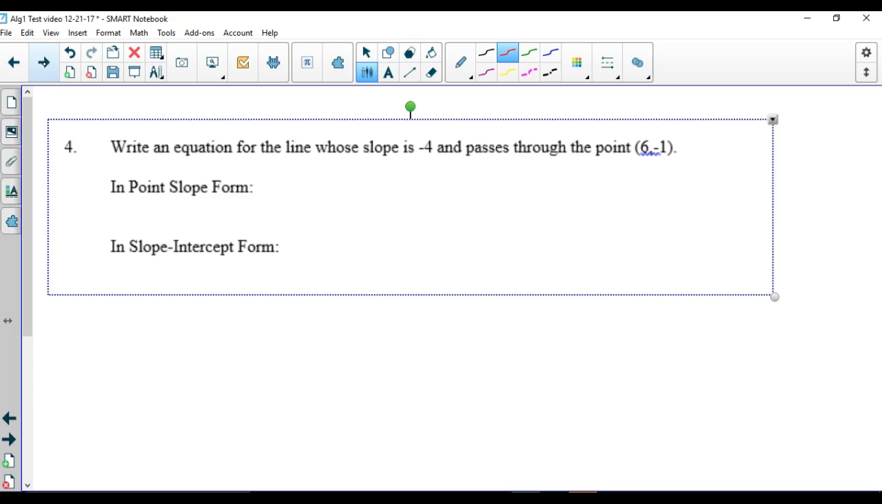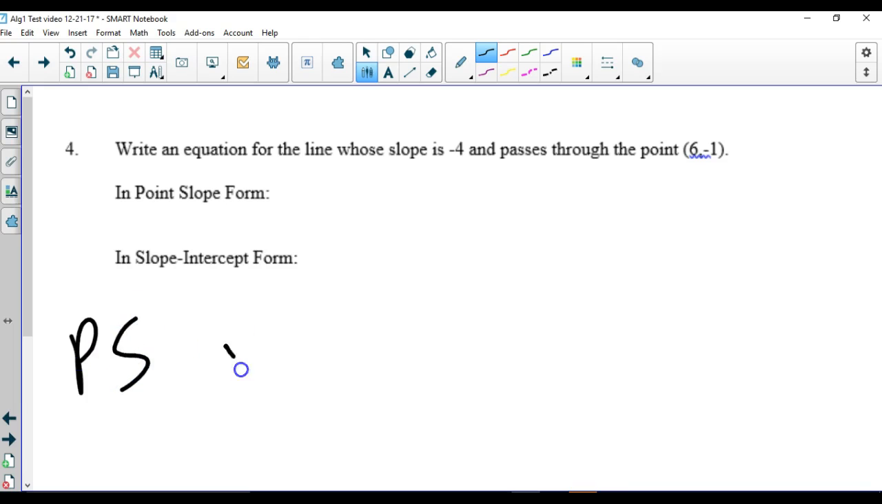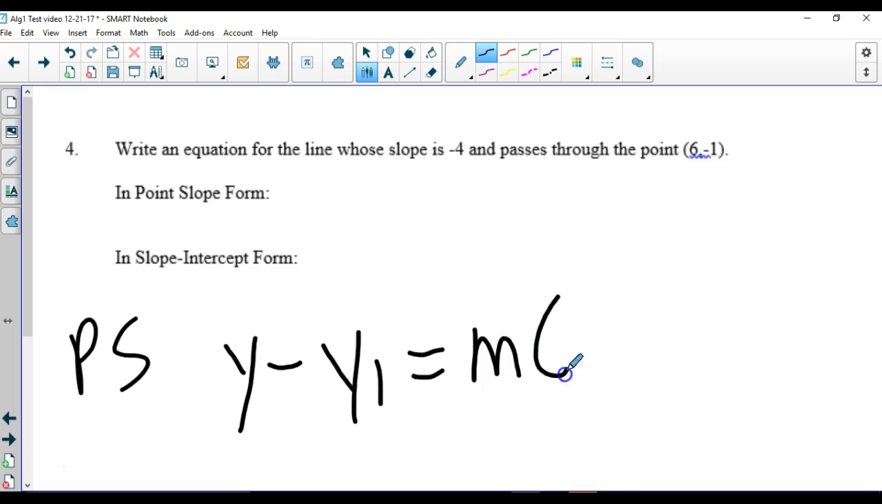Question 4. It says write an equation for the line whose slope is -4 and passes through the point (6, -1). So we have two forms we're going to write this in. We're going to write this in point slope form, or we're going to write this in slope intercept form. So the better way to do it first is to do point slope form. And again, point slope form, how to do that is y minus y1 equals m parentheses x minus x1. Okay, that is the way you do it.